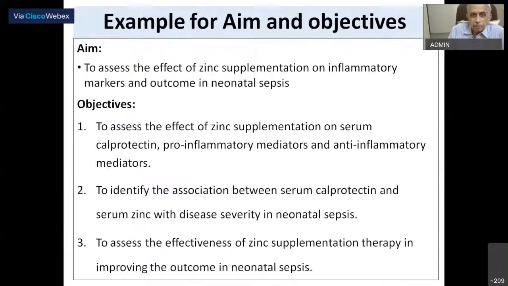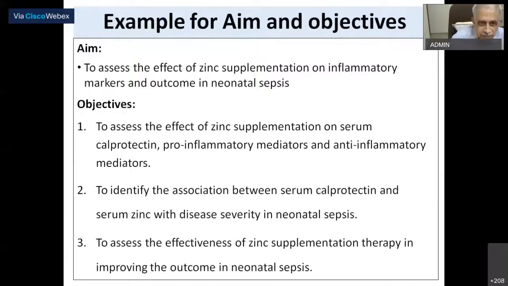Now to give an example of aim and objective, we'll go back to our zinc study. The aim will be to assess the effect of zinc supplementation on inflammatory markers and outcome in neonatal sepsis. So we wanted to look at whether the inflammatory markers are altered, and whether the mortality is reduced in neonatal sepsis by giving zinc to them.